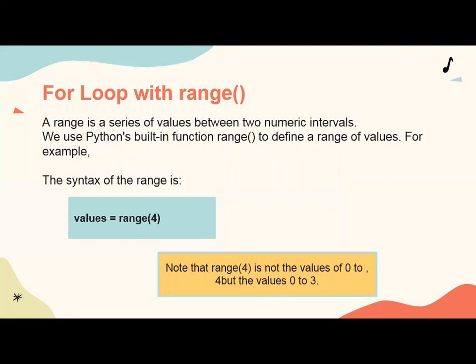Next, the for loop with the range function. In Python, we can use a for loop to iterate over a range. A range is a series of values between two numeric intervals. We use Python's built-in function range to define a range of values. For example, values equals range of 4. Here, 4 inside the range defines a range containing values 0, 1, 2, 3. Note that range of 4 is not the values 0 to 4, but the values 0 to 3.